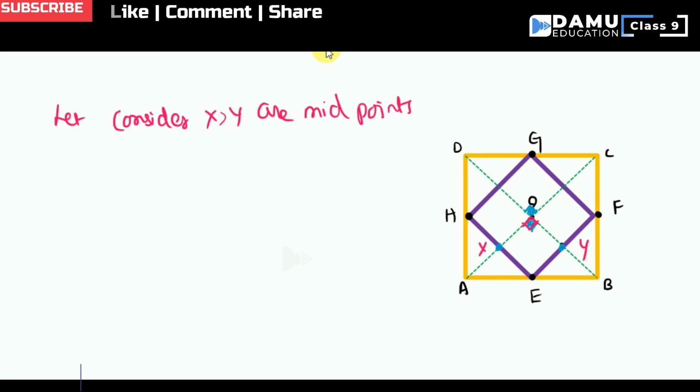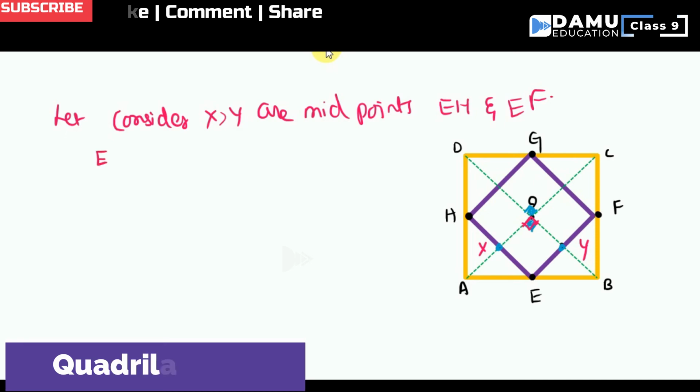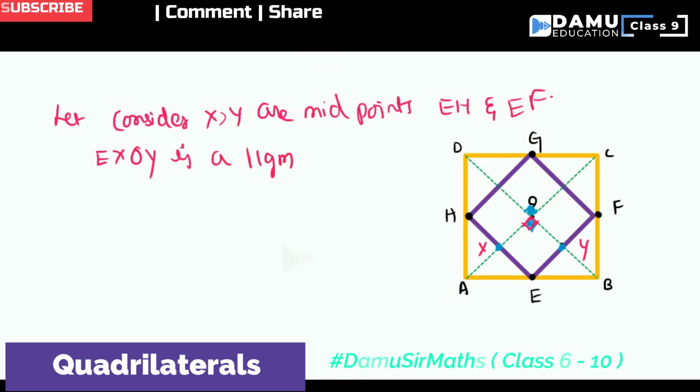Here the diagonals are making 90 degrees, and here also making 90 degrees. So let's consider these points, or you can consider any points. Here is 90 degrees. Let's take these points as X and Y. Let's consider X and Y as midpoints of EH and EF. Then EXOY is a parallelogram. In a parallelogram, opposite sides are equal and opposite angles are also equal.